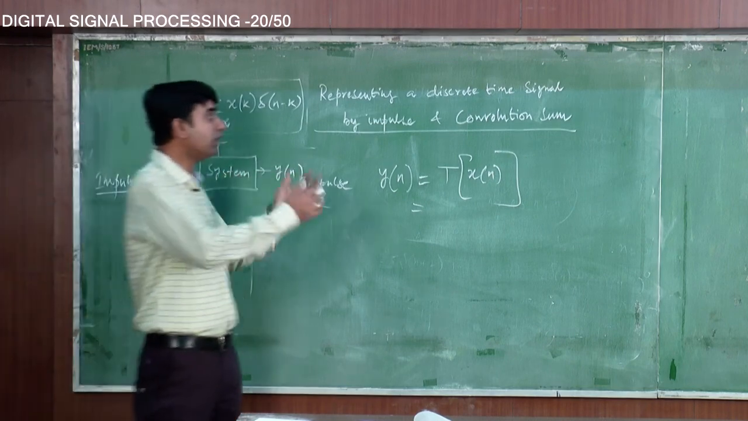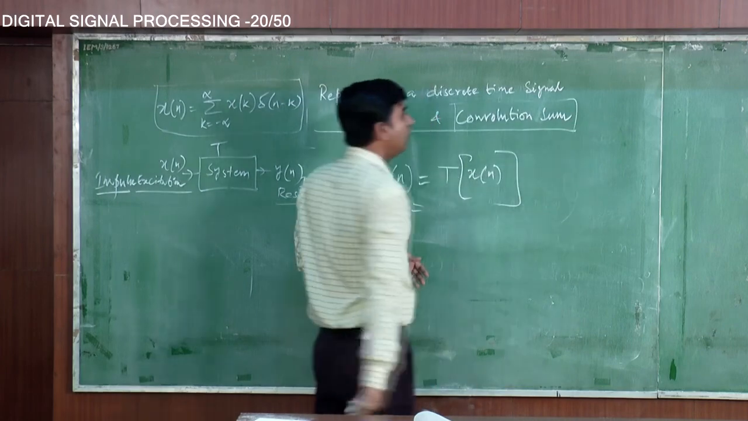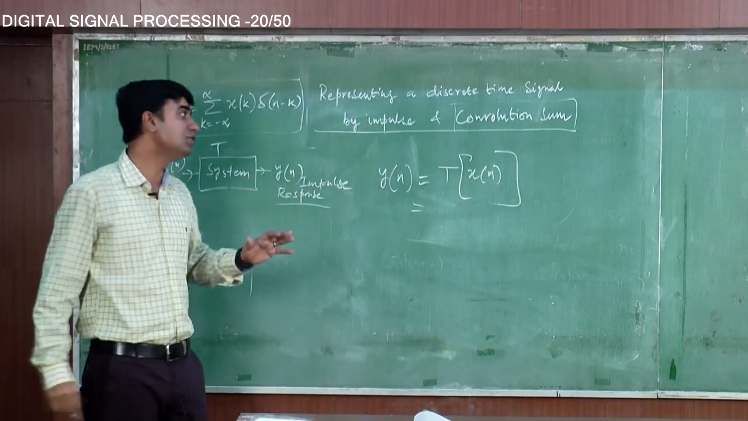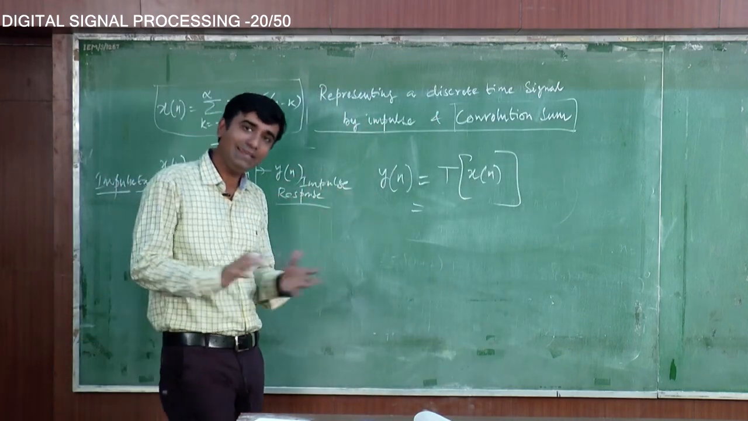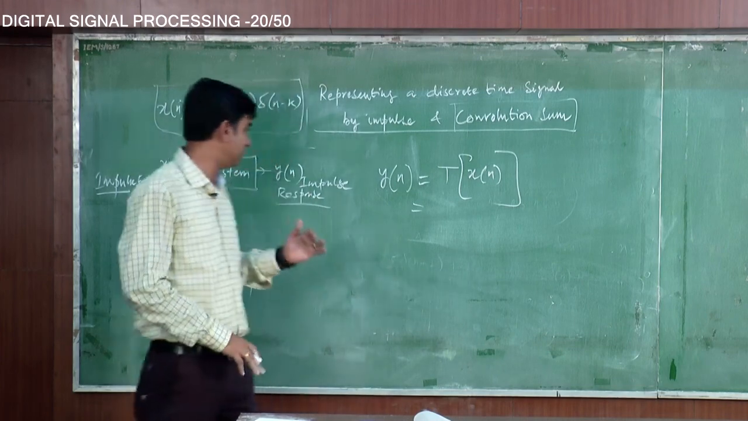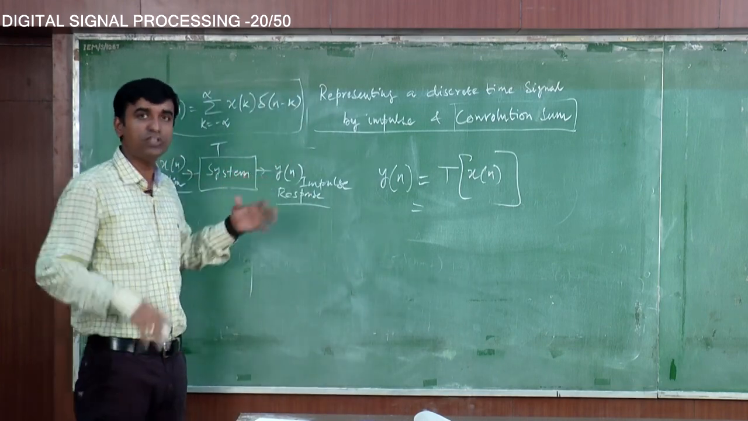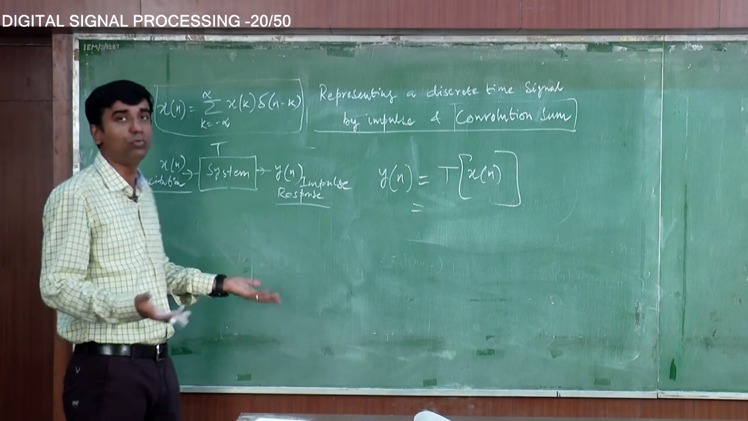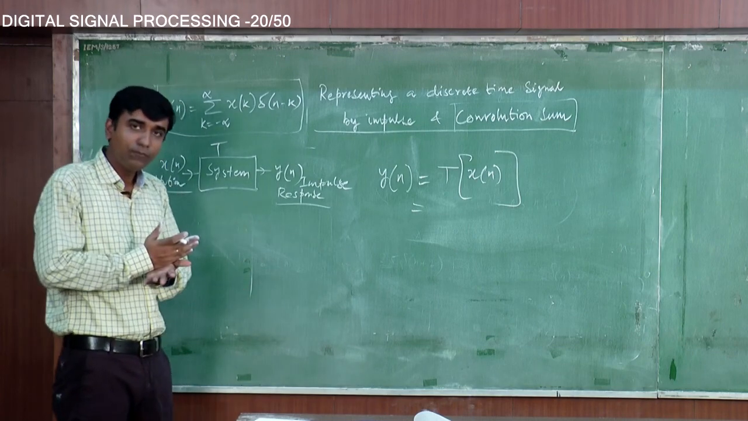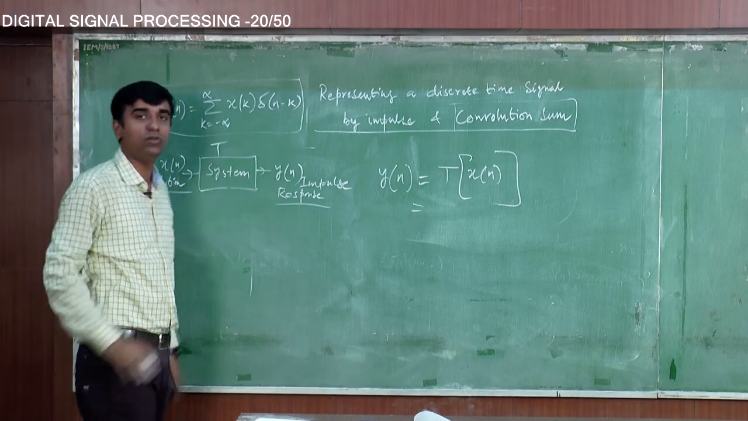So, what is the importance of convolution sum now? Convolution sum gives you the output from any system if the system's input is known, which is obvious because in order to get output you need the input, and the impulse response of the system is known.